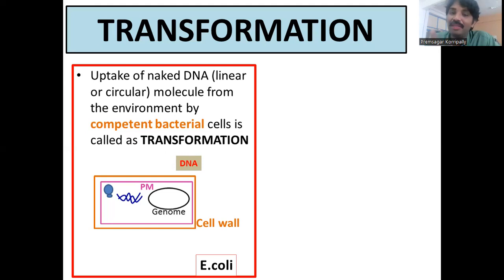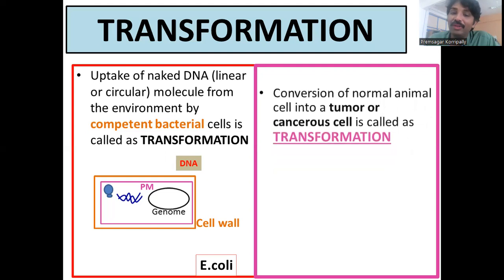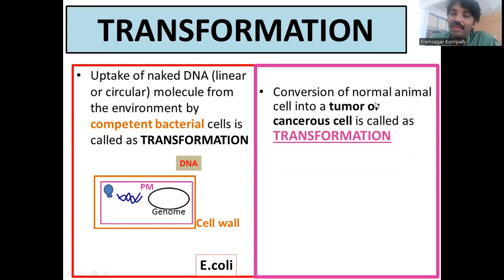But the same concept cannot be applied to eukaryotes because eukaryotic or animal cell transformation is different. The conversion of a normal animal cell into a tumor or cancerous cell is called transformation. So the normal healthy animal cell is converted into a tumor or cancerous cell. That conversion is called transformation.